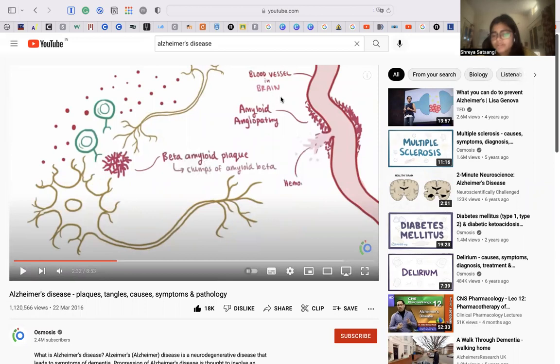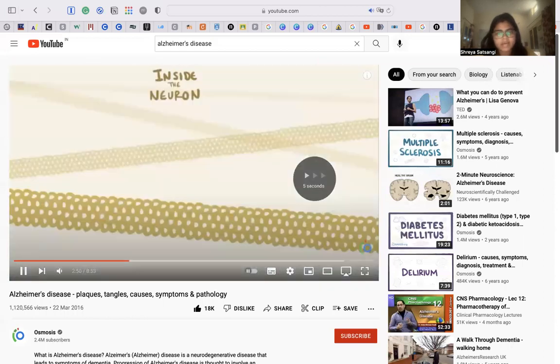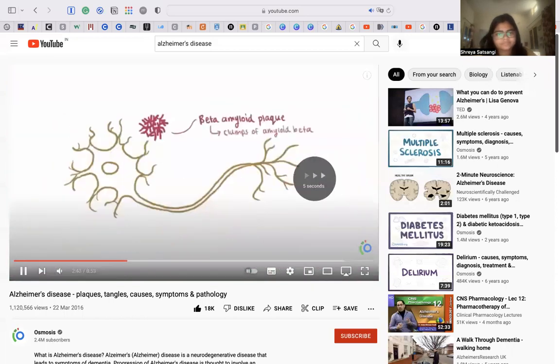This also causes hemorrhage in the blood vessels in the brain, which is basically caused by amyloid angiopathy. These here are the amyloid plaques that come.